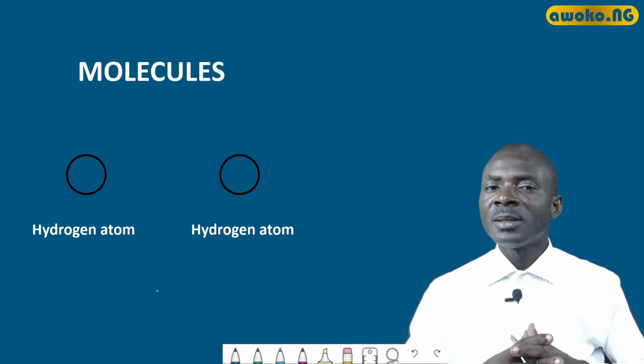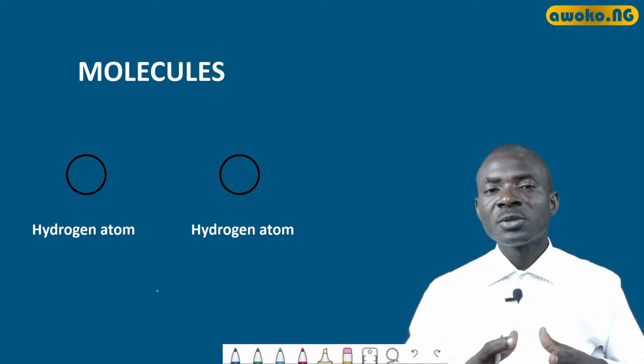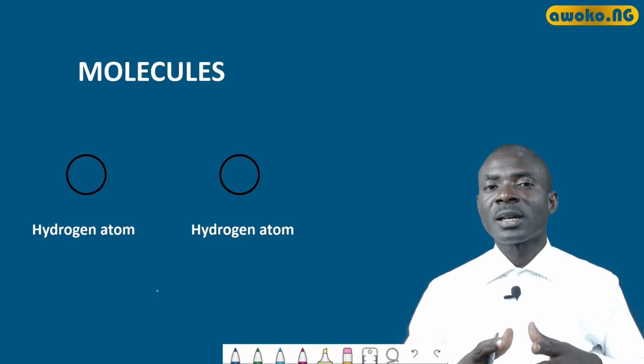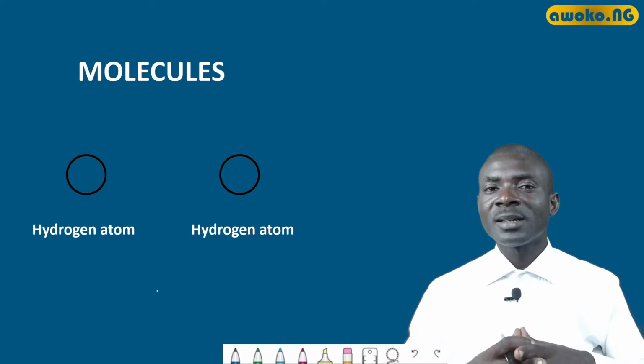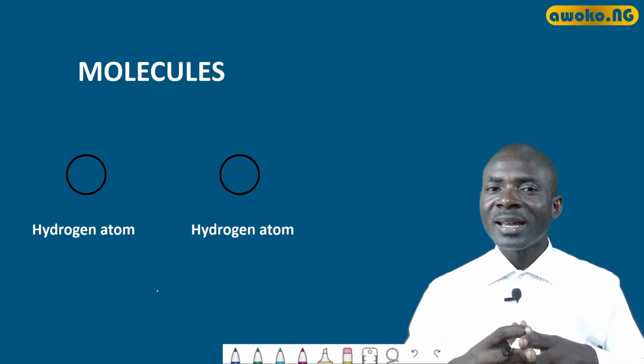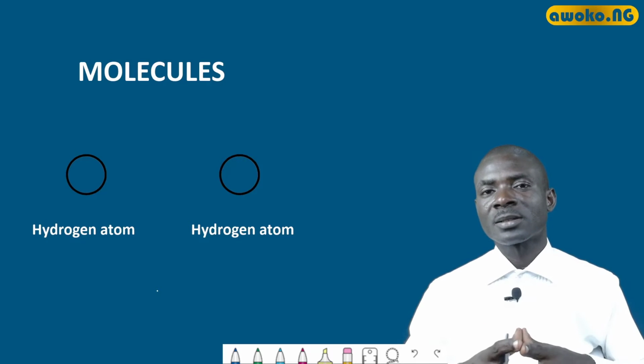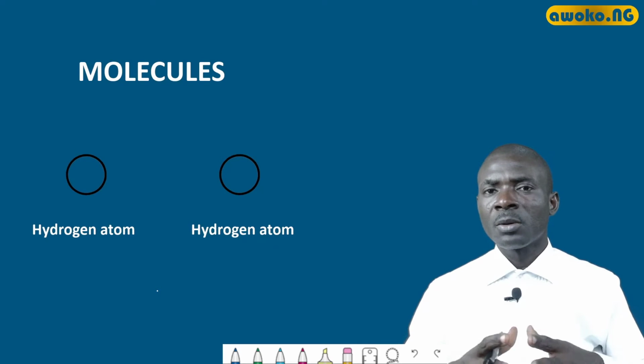A molecule is simply a substance or the smallest particle of a substance, either an element or a compound, that can take part in a chemical reaction or that can exist alone and still retain the chemical properties of that substance. How then is a molecule formed?